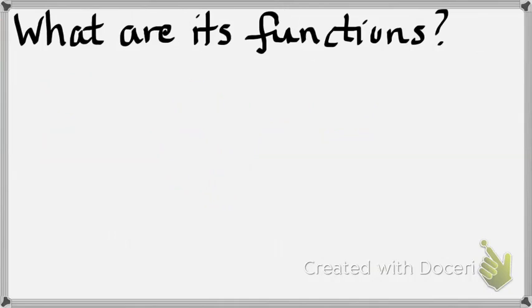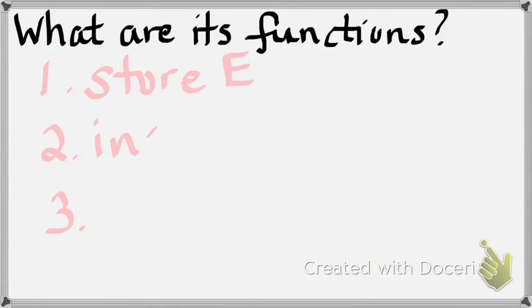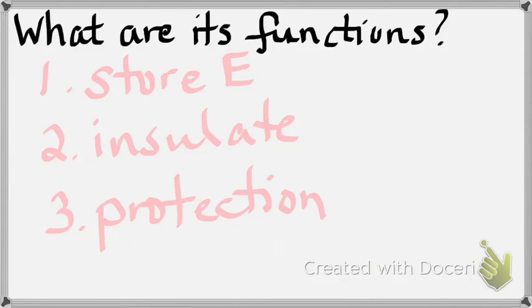Now, a little bit more about adipose. On page 37, I hope you wrote down 3 functions of adipose. Can you help me out? Store energy, because fat's full of energy. What else? Insulate. It's a great insulator. What else? It's real cushiony, so it's great for protection. So those are three major functions of adipose tissue in your body.